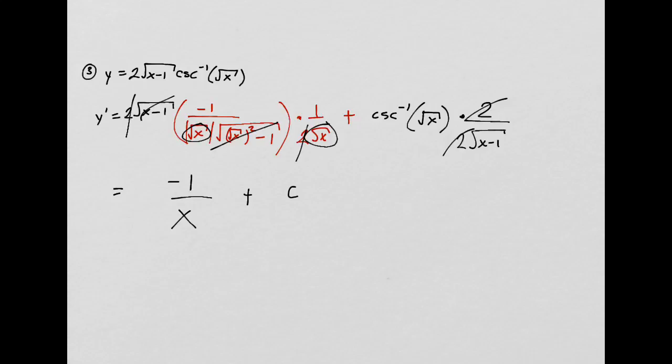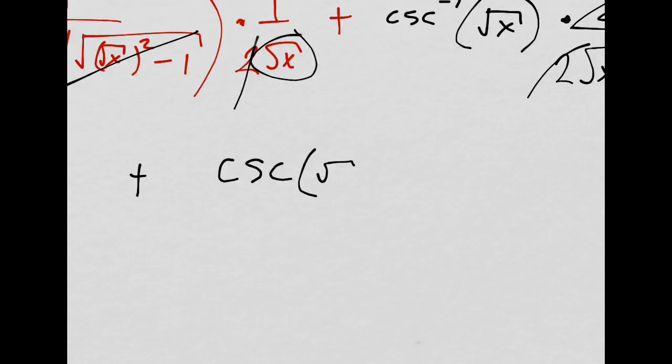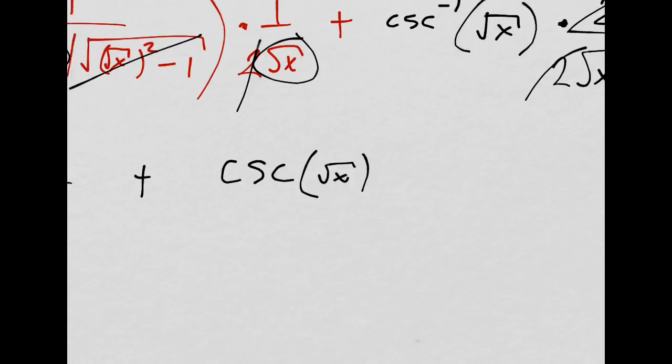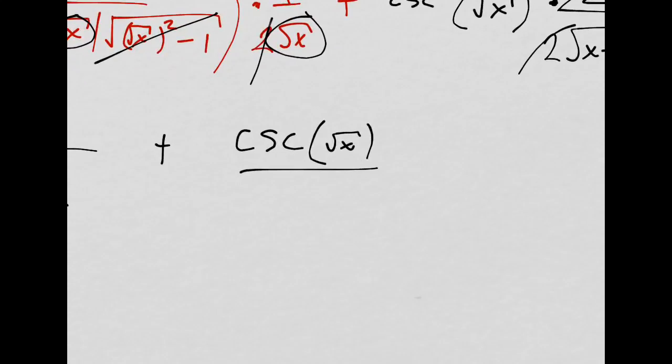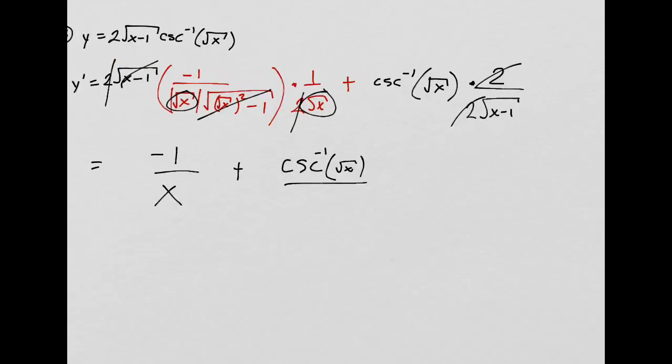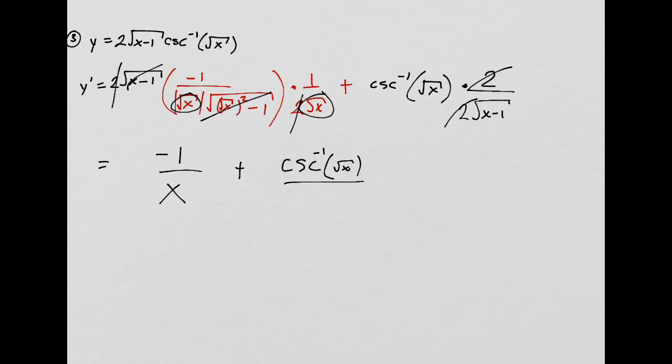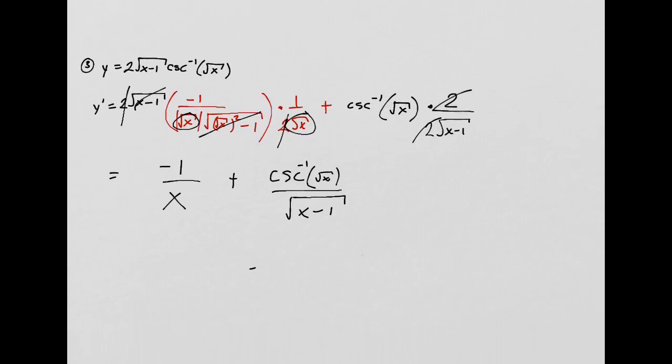Plus cosecant, square root of x, no 2's, and then just, sorry, inverse cosecant. Right? Yeah. And the square root of x minus 1. And that's it.